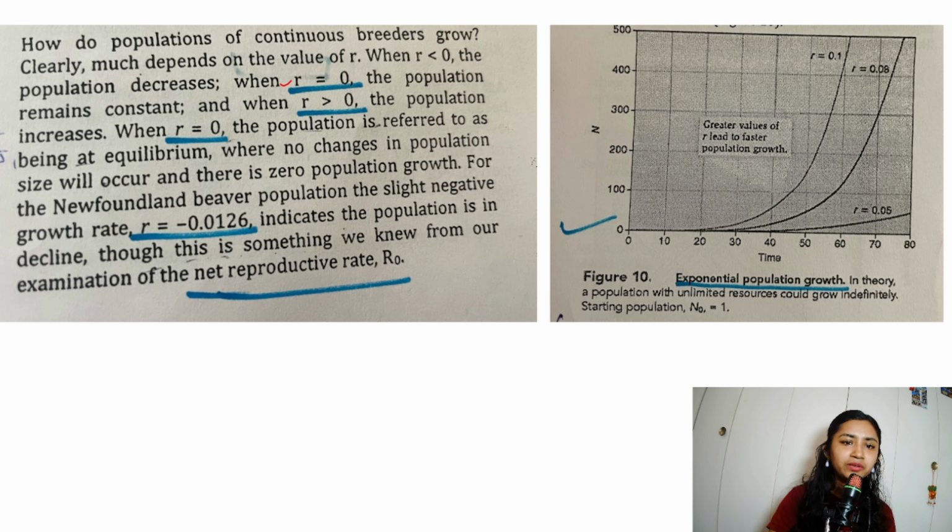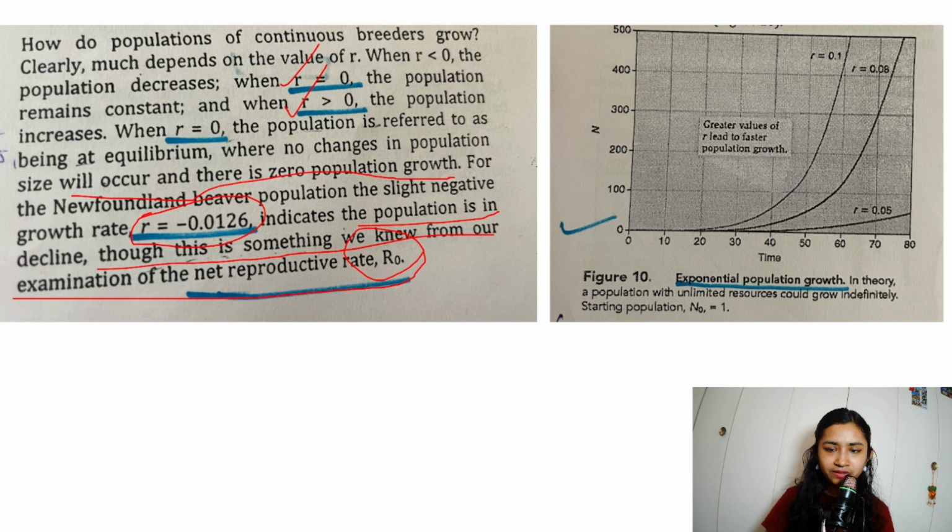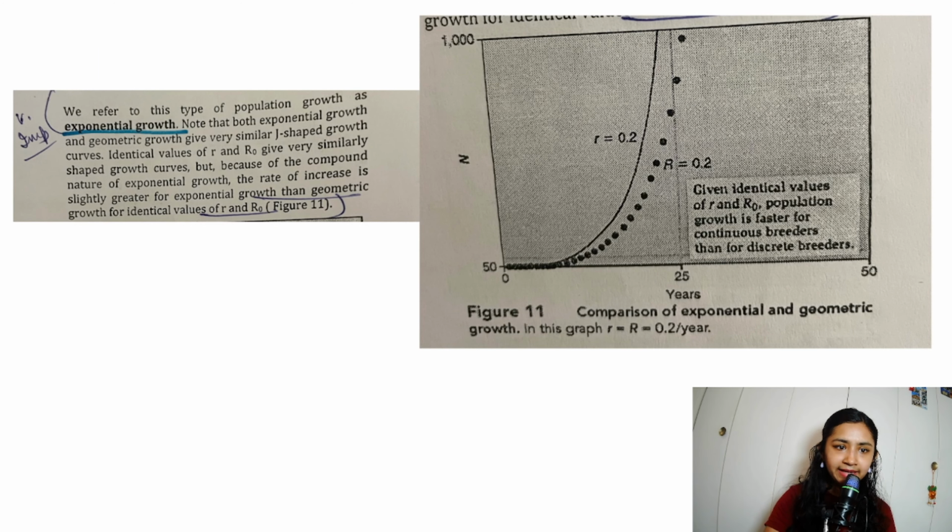And you know, when small r is equal to 0, the population remains constant. When r is greater than 0, the population increases, and when r is equal to 0, the population is referred to as being at equilibrium. If you plot the growth of the population along with time, you will get a J-shaped curve, and that's known as exponential growth. Now, we refer to this type of population growth, exponential growth, where you use the small r, the intrinsic rate of increase. Note that both exponential growth and geometric growth give very similar J-shaped growth curves.